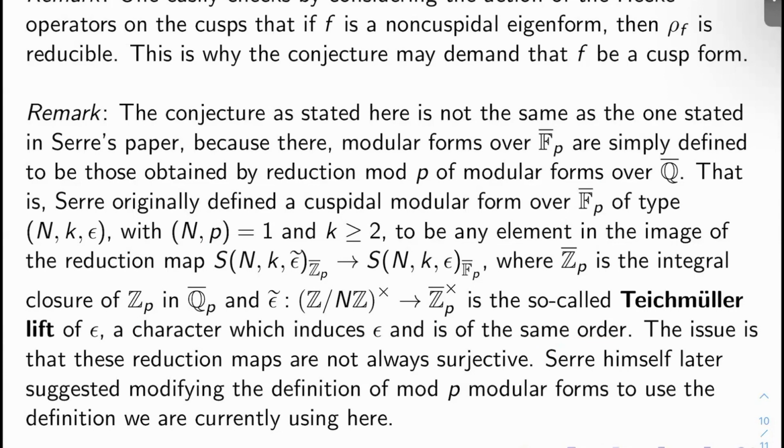Okay. But the problem with this definition, Serre's original definition, is that actually these reduction maps, believe it or not, are not surjective. And so Serre himself later acknowledged this and suggested modifying the definition of mod p modular forms to use the definition we're currently using here, which involves some of that technical theory from last time.